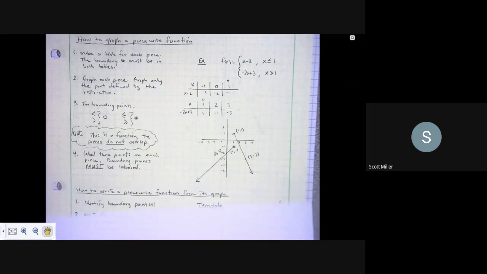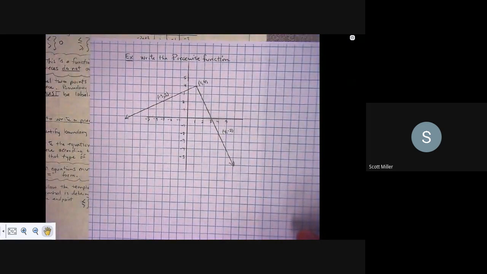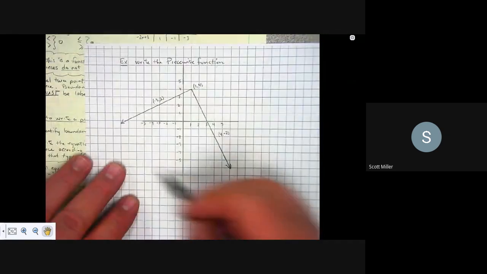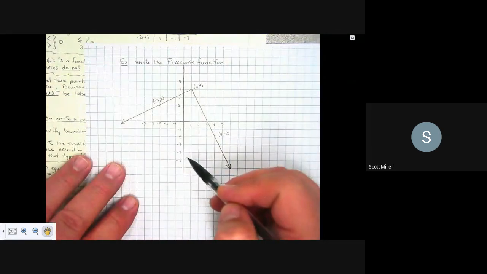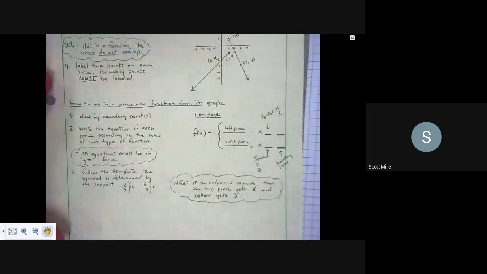Now, the next thing you got to be able to do is we need to be able to write a piecewise function from its graph. So let me show you what I'm referring to. Here is a piecewise function. I want to write the function for this, the equation for this. And so how do I go about doing that? Well, here's how I do it.